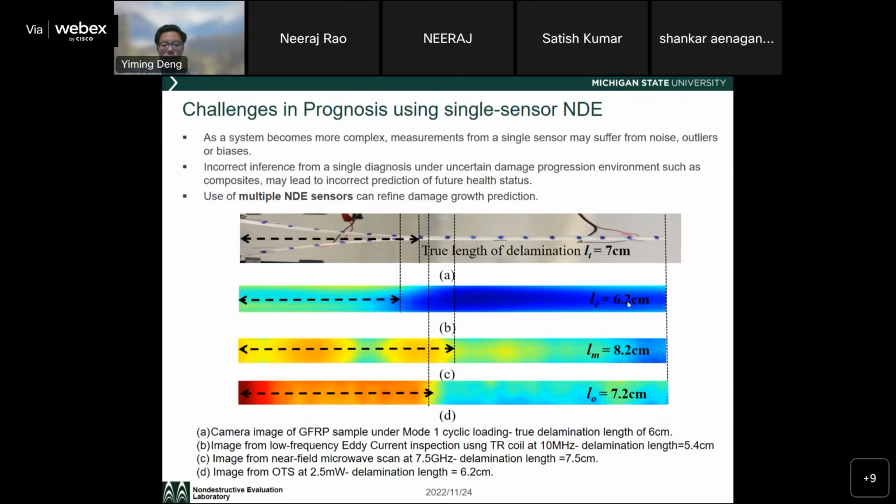I'm sorry, there's some typo here, but anyway, the caption is not correct. But the distance from this left to the estimated delamination tip are different. You can see it's 6.2, 8.2, 7.2, compared to the 7 centimeter length here. Well, every method has its own uncertainties, but how can we combine all the information to get a better estimation of the true length of the delamination?